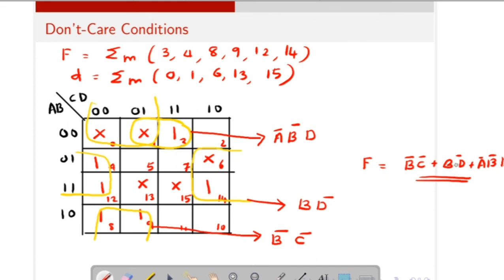Okay, so this is all about the don't cares. So don't cares are the unspecified minterms or the max terms. They are marked as X in the K-map, and while mapping we consider those don't cares also, but it is not necessary to group all the don't cares. We consider only those needed for mapping with 1 or 0, 1 in the case of minterms and 0 in the case of max terms.